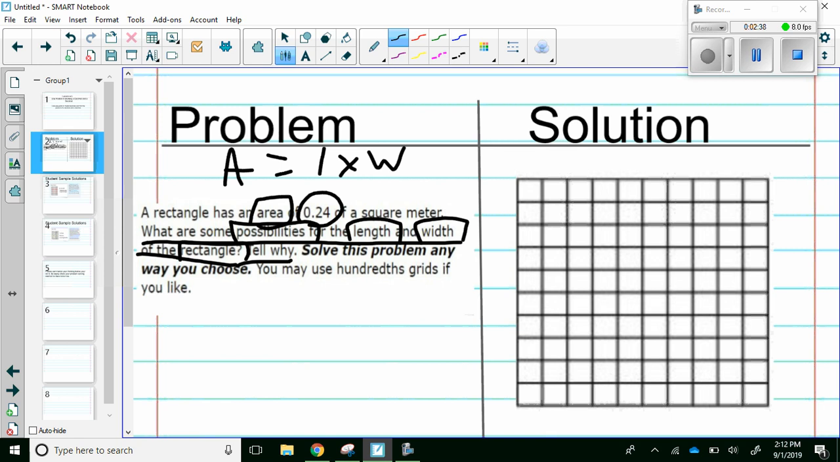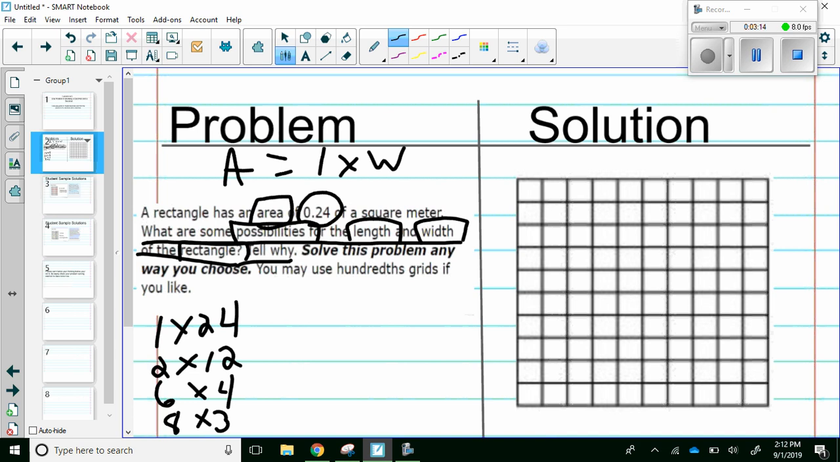Now I want to solve. In my thinking, I want to start with what possibilities this rectangle might be. I need to find multiples of 24. I know 1 times 24 is 24. I know 2 times 12 equals 24. I know 6 times 4 equals 24. And I know 8 times 3 equals 24. So now I want to use my grid to see which one of those may work.